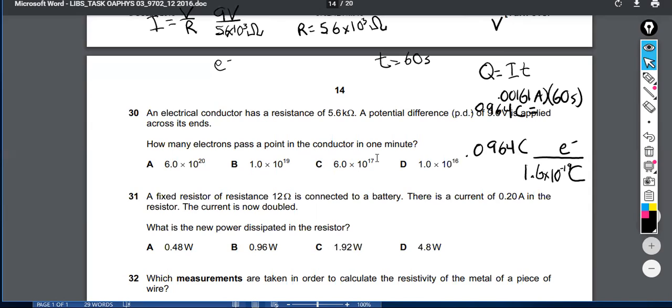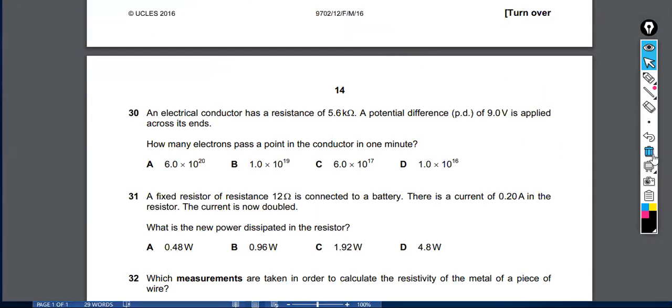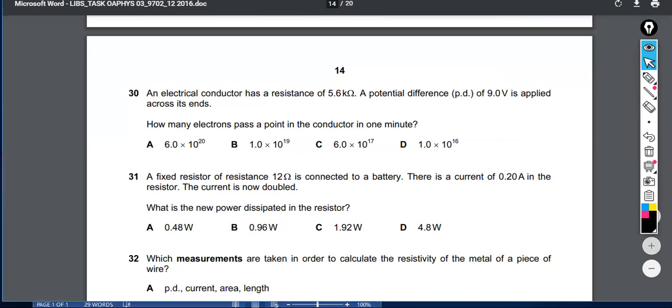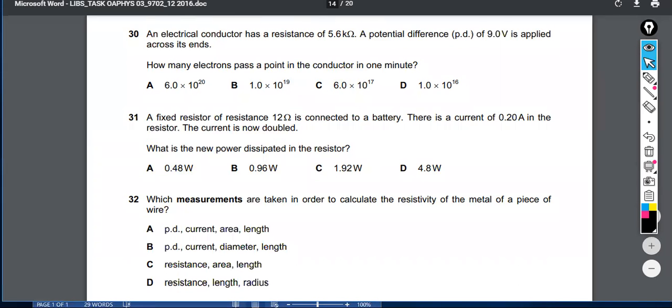And so if you did that calculation, you probably proved to yourself that indeed it is 6 by 10 to the 17 electrons that pass a point where the current is 0.0061 in 1 minute. Moving right along here, so that's question 30, we said C. We'll give ourselves feedback at the end of this and grade our practice quiz. Consider this just like a practice quiz. And if you give yourself feedback today and say, wow, I only got 2 of those right out of however many. Yeah, perfect.